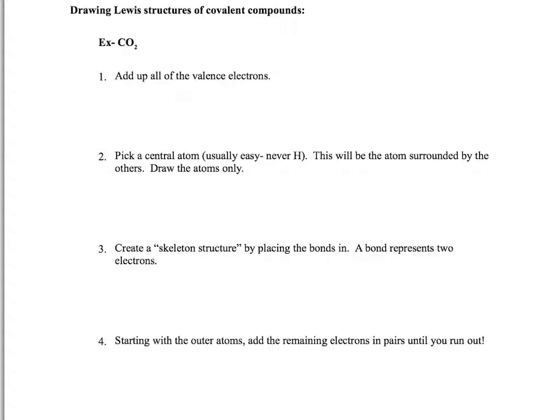In this lesson, we'll be talking about how to draw the Lewis structure of covalent compounds, and specifically, we will be drawing carbon dioxide. The first thing you do when you draw a Lewis structure of a covalent compound is count up the number of valence electrons. In a chemical bond, especially a covalent bond, you'll be using the valence electrons and not the kernel electrons. So let's count up how many we have.